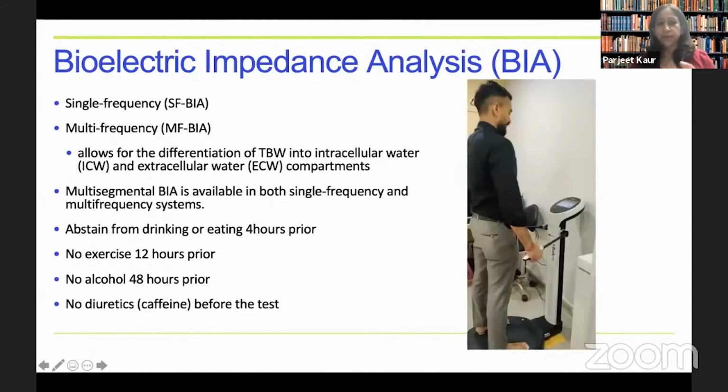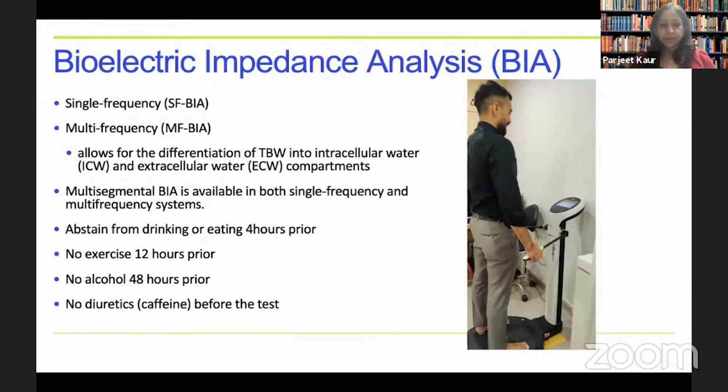There are many BIAs available, single frequency, multi-frequency. Multi-frequency has the advantage that it can differentiate the total body water into extracellular and intracellular water, which can take care of some part of the hydration errors. And then we have multi-segmental BIA, where there are 4 electrodes put both on the wrists as well as on the feet, where it can analyze the composition segmentally. There are again many precautions to be taken. It's not that a person just comes in and you make the person stand on the BIA and calculate. No, many precautions are to be taken.